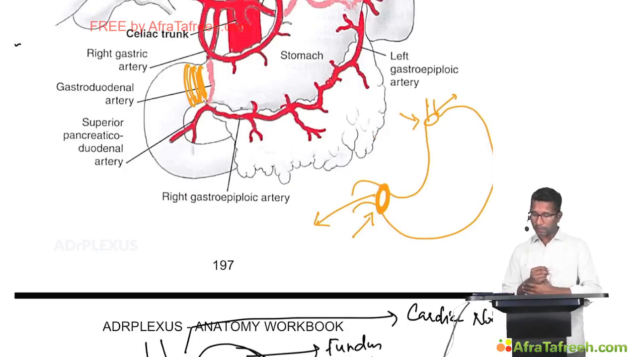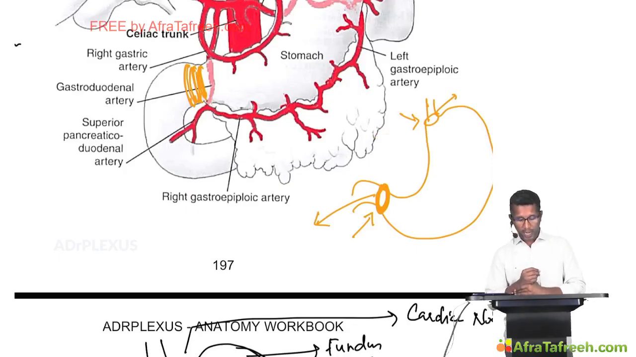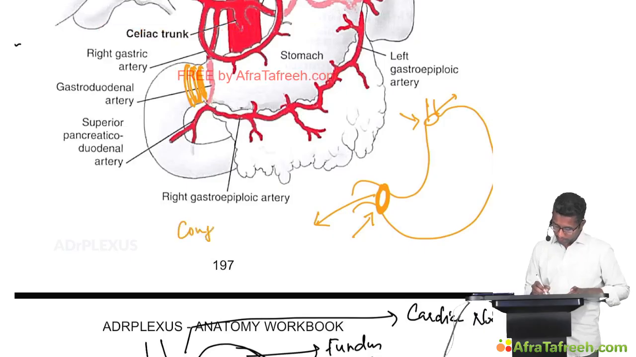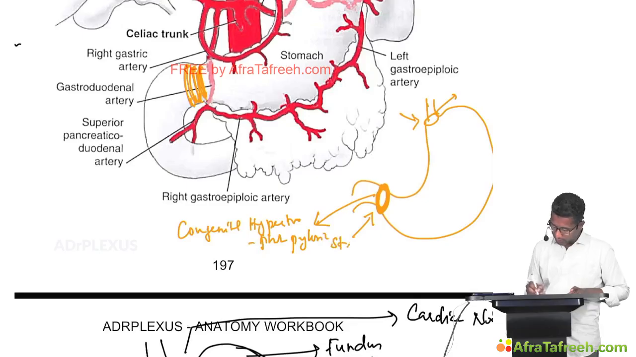It is called congenital hypertrophic pyloric stenosis.